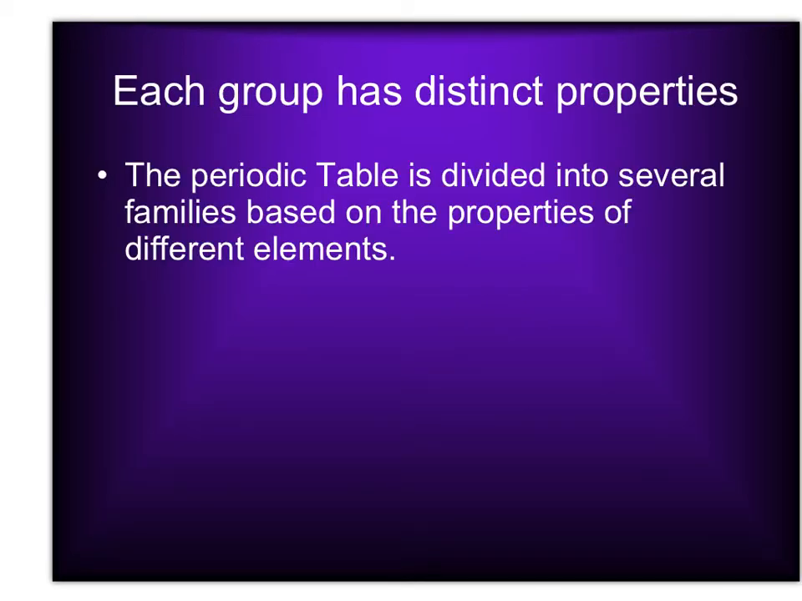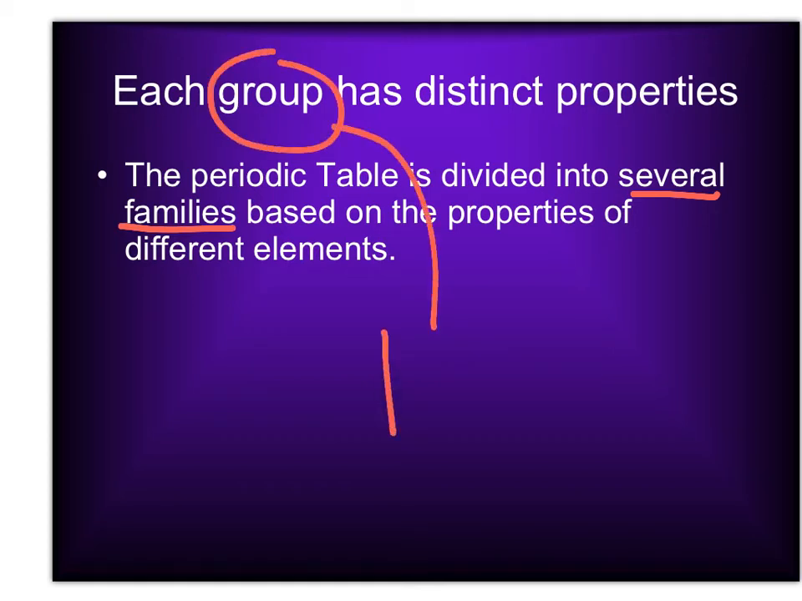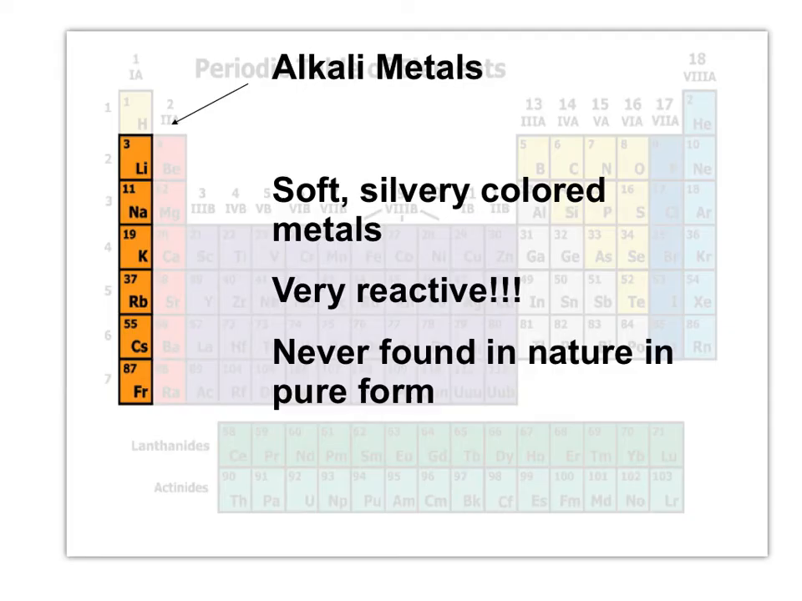So one of the reasons the periodic table is shaped the way it is because it's divided into several families based on groups, right? Remember, the groups go up and down, right? The columns on the periodic table. So we're going to talk about several of those groups here, where they are and what their characteristics are.